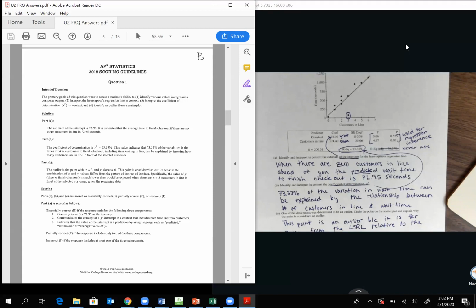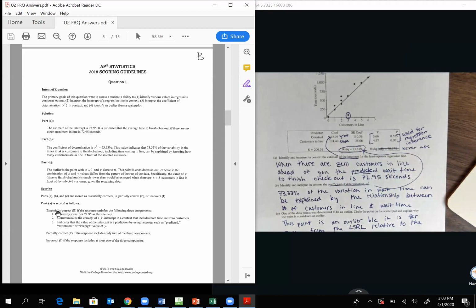To write that out: when there are 0 customers ahead of you in line, the predicted wait time to finish checkout is 72.95 seconds. Make sure you have some sort of modifier there, like predicted or on average. That's what their example answer has. It says the average time instead of the predicted time for no other customer. So it did that part at the end, but these are the same thing.